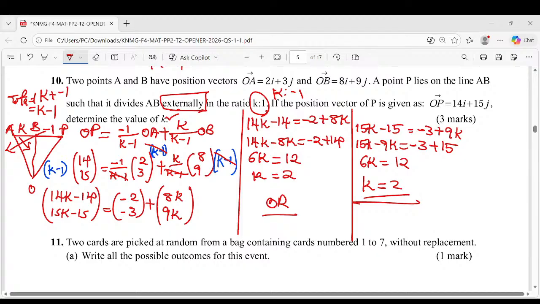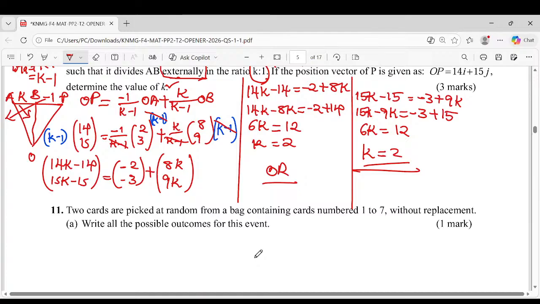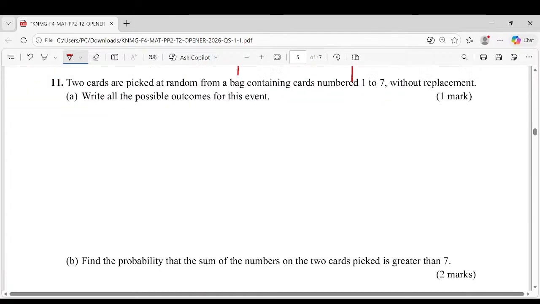No need to struggle, dear learners. Let us have a look at question number 11.